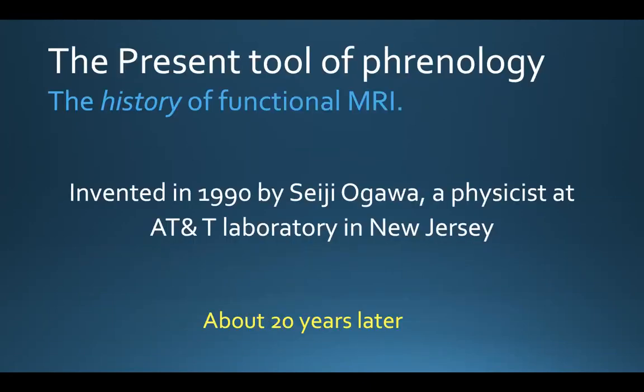Let's look at the history of functional MRI. It was discovered in 1990, invented by a guy called Ogawa, and he was a physicist. He's not a physician or anything, he was a physicist. He was at AT&T, the American Telephone and Telegraph Lab, doing research for the phone company to find better ways for the phone service. So it came 20 years after traditional MRI.